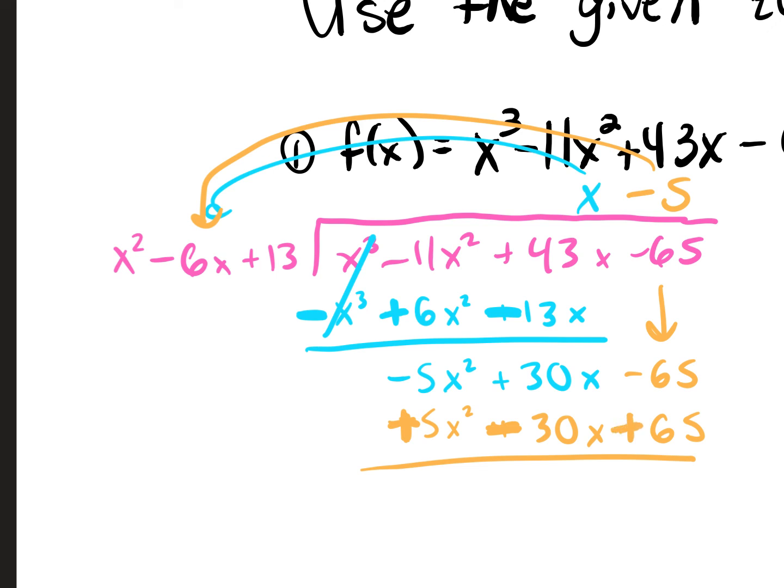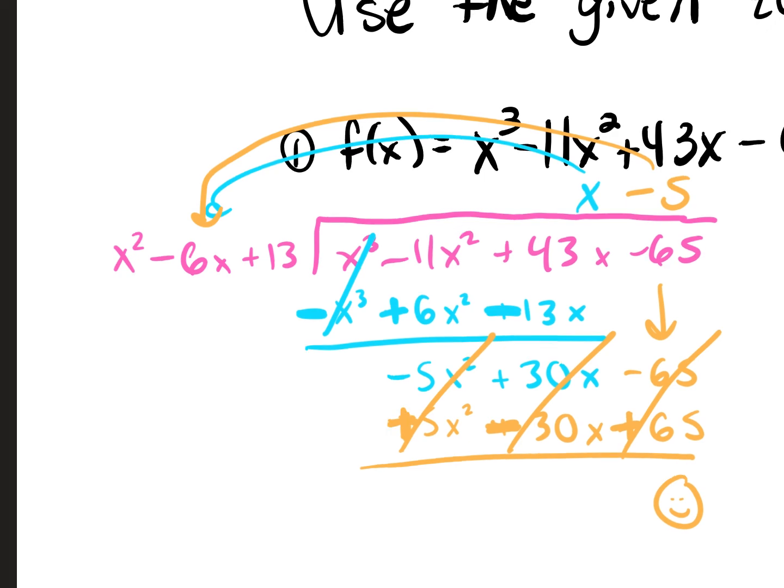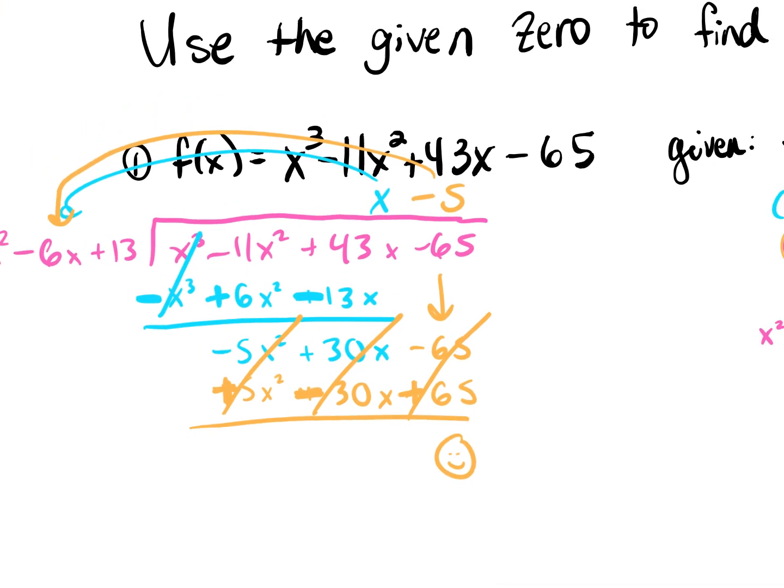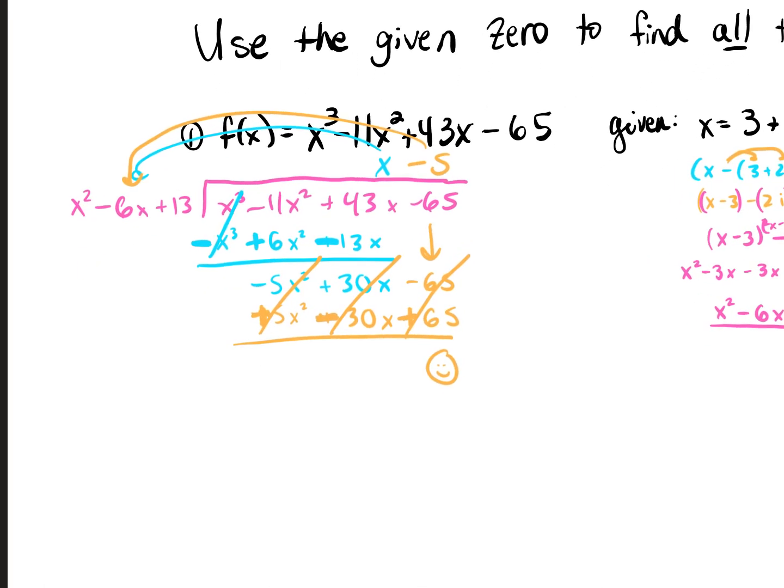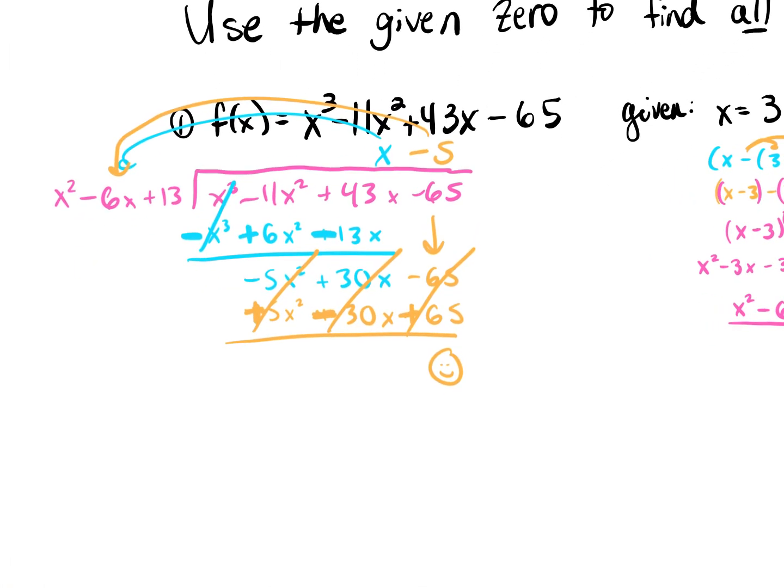So the 5x squareds cancel, 30x's cancel, and 65's cancel. You will always end up with no remainder because what you're dividing is a factor. So if you have a remainder, you either multiplied wrong or you long divided wrong. So x minus 5 is a factor.